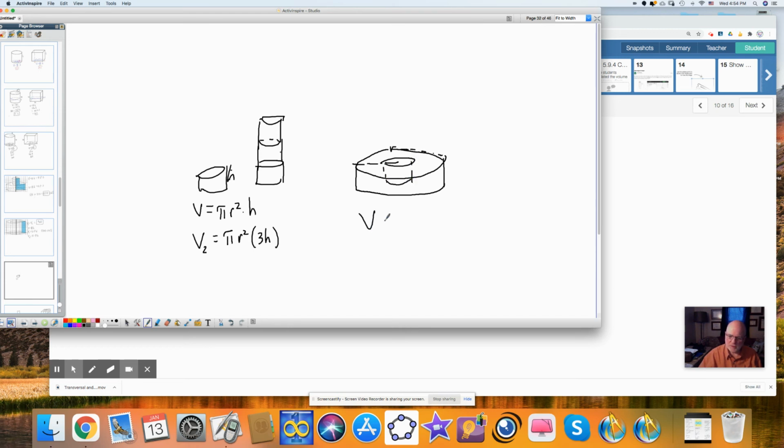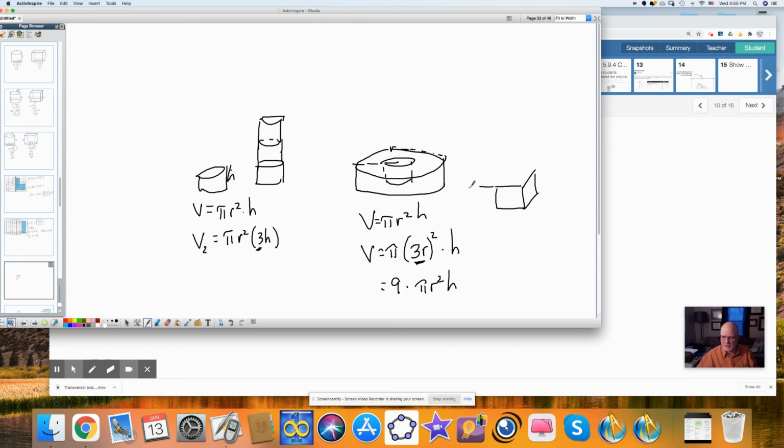So I go from my original right here. I'm going to take my original, pi r squared h, and we're going to triple the radius. So we have volume is equal to pi times 3r squared times h, because this is my radius now. It's 3r. And what you end up with is 9 times larger. Instead of just being 3 times larger, I've got 9 times larger.